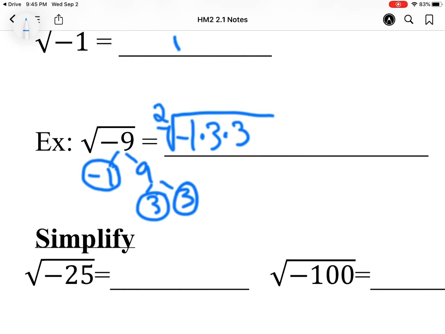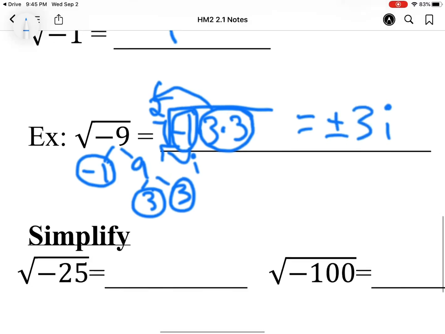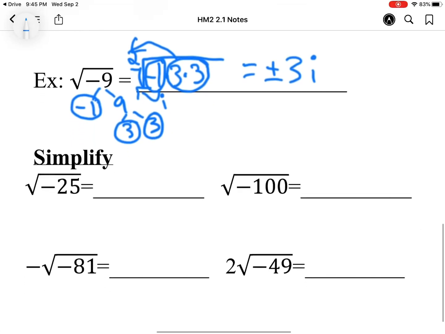Your index is still 2, but that -1 is special. It comes out as your i. And then your group of 2 3's come out. So you would have plus or minus 3, and then that special i, or that imaginary i.